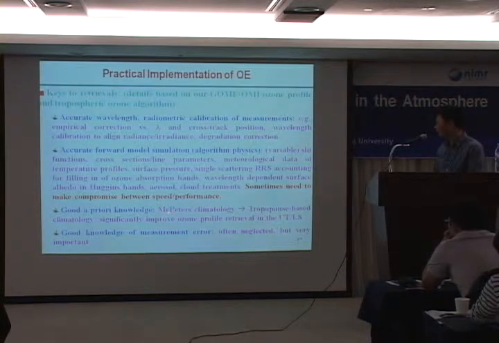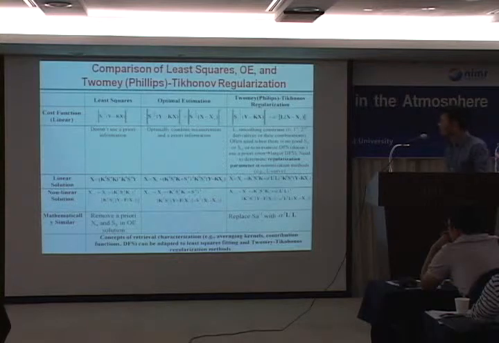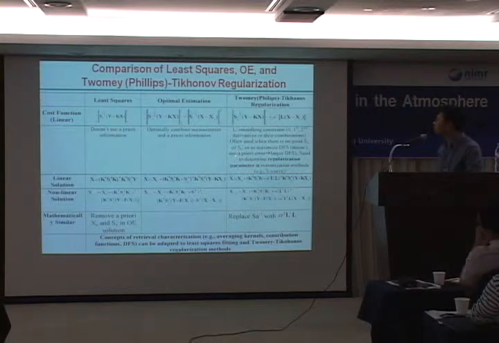Sometimes we want to have a very good logic about the measurement error, which is often neglected, but actually it's very important. I'm going to talk about more detail based on our OMI and GOME ozone profile retrieval algorithm. Here I want to compare just one single slide. I want to compare the differences between the least square and optimal estimation and the Tikhonov or Phillips-Tikhonov regularization.